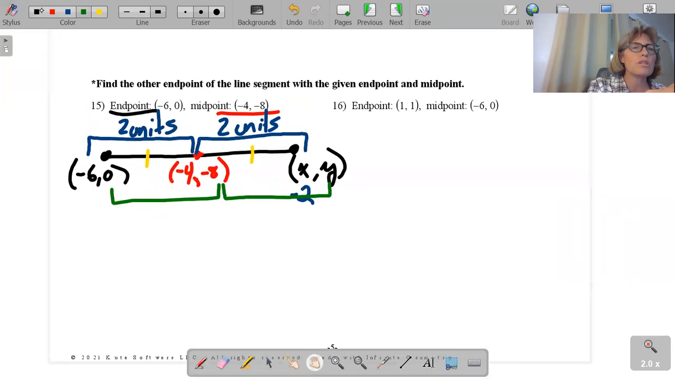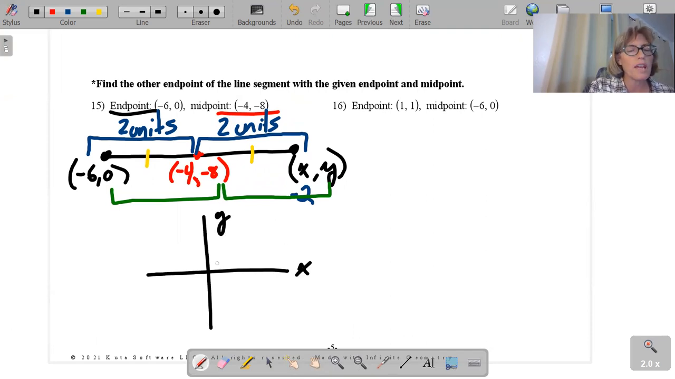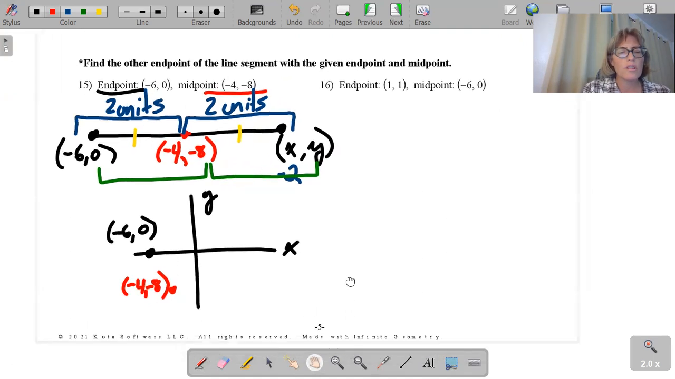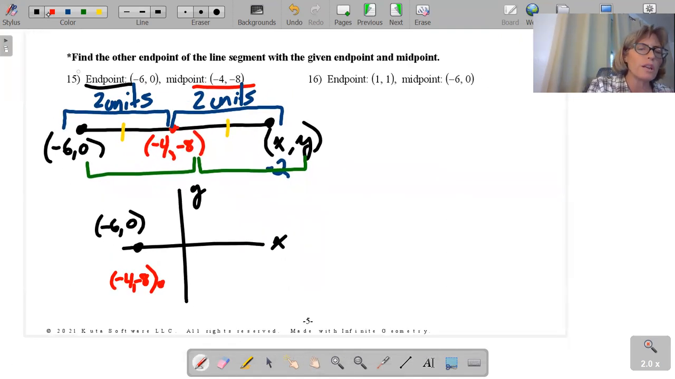Another way you can do this is you can actually visualize it, which is also a good idea. Our endpoint is (-6, 0), which is approximately right here. Our midpoint is (-4, -8), which would be about right here. Then you're being asked to find where the other endpoint is. So it's something like this.